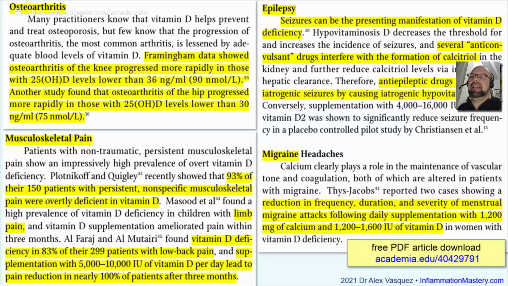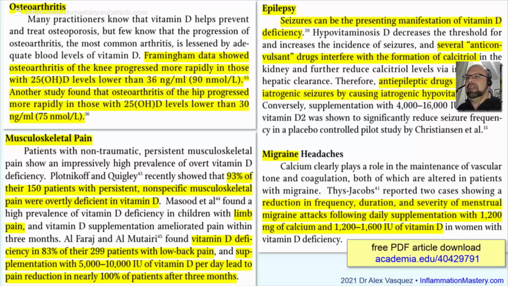So for example, am I stating that vitamin D cures migraine headaches? No, I'm saying that vitamin D deficiency makes migraine headaches worse through the mechanisms that I've already defined. And when we're working with a patient who has migraine headaches, we should certainly test them for and treat them for vitamin D deficiency.